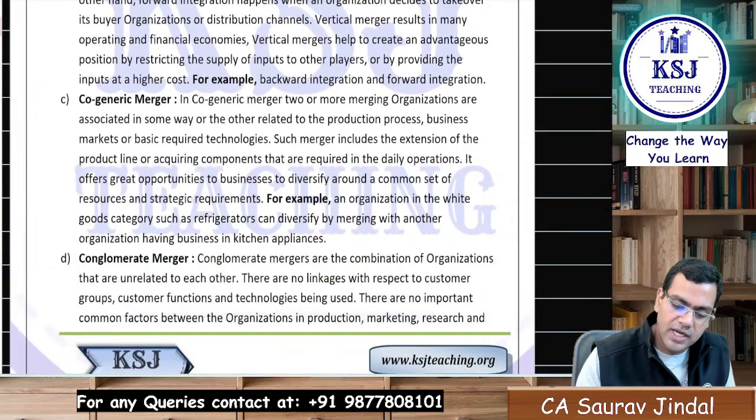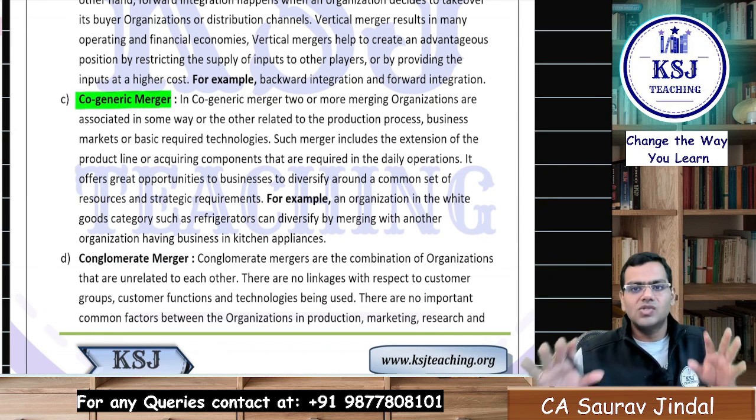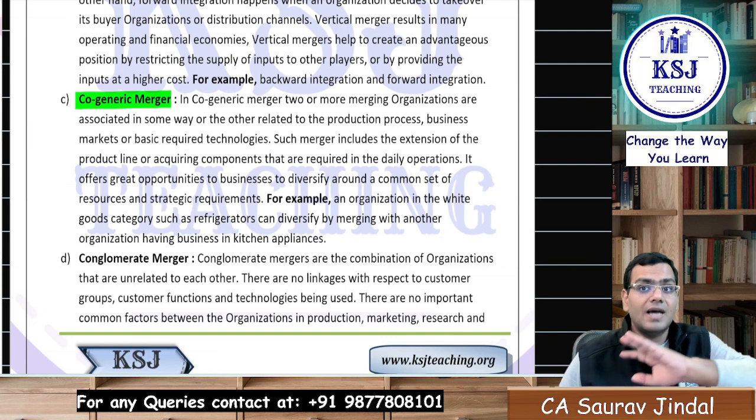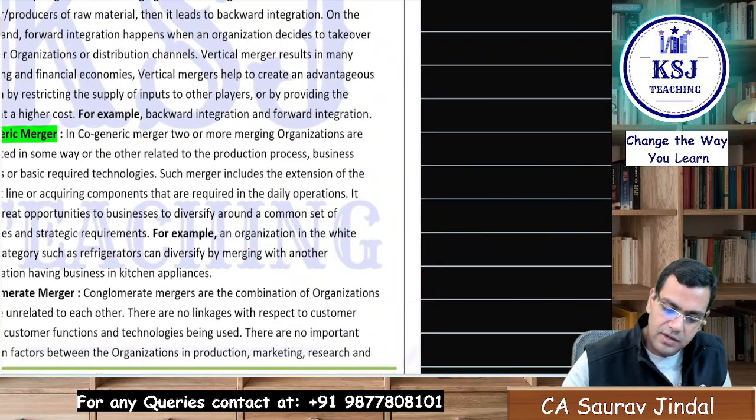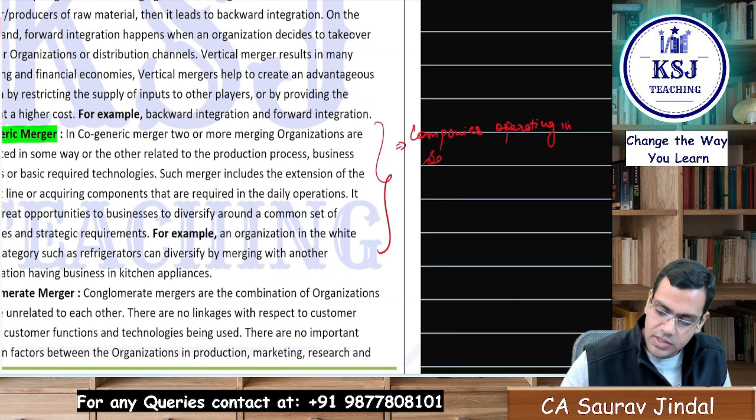What is a conglomerate, sorry, a co-generic merger? A co-generic merger is when two companies are in the same industry, but they are not directly competing with each other, right? So I'll write here: what is a co-generic merger? The companies operating in the same industry, but not directly competing with each other.